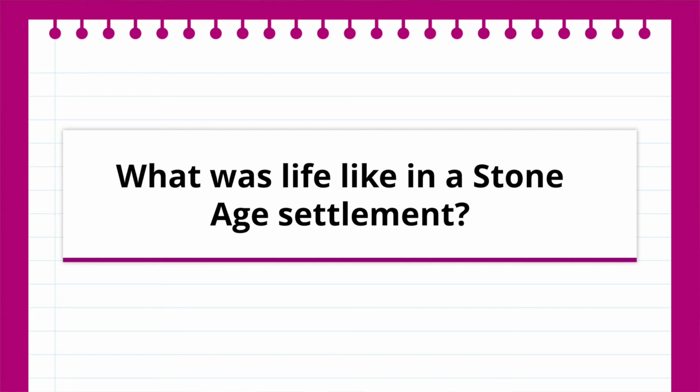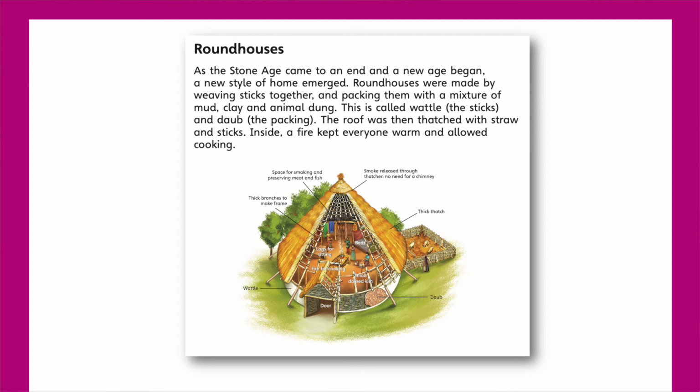Lesson 3 asks, what was life like in a Stone Age settlement? Pupils will learn how hunter-gatherer humans gradually began to settle more permanently as they learnt to fish and farm. Features of Neolithic roundhouses will also be explored.